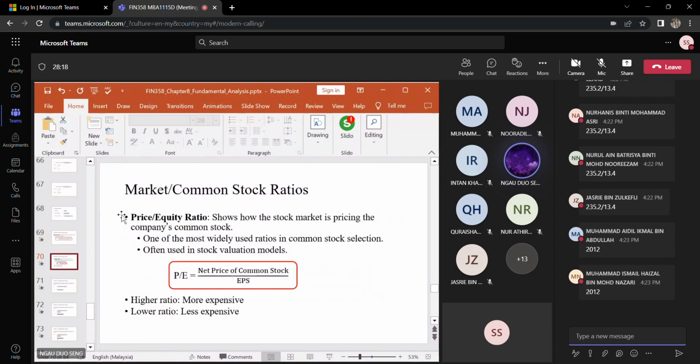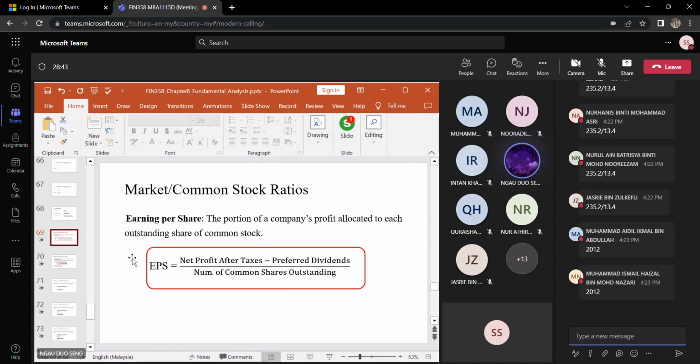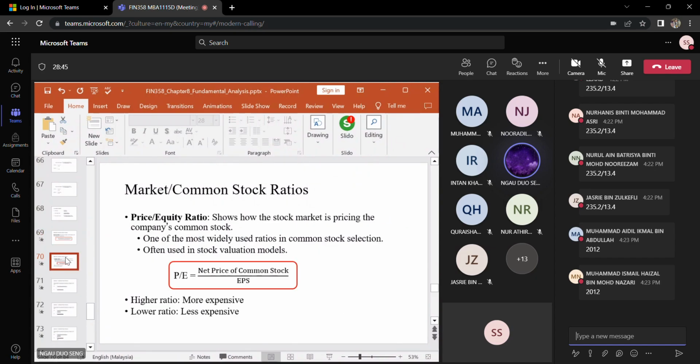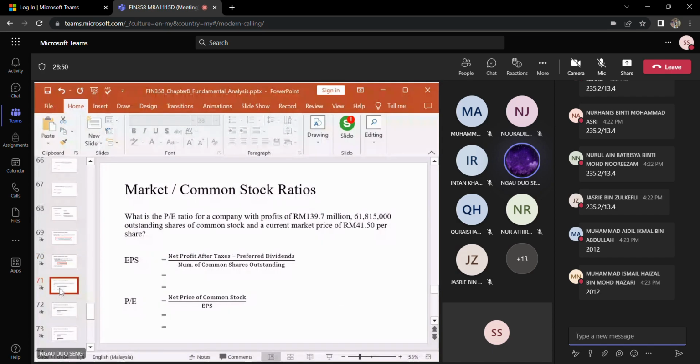So next we have the PE ratio, which is price earnings. It shows how the stock market is pricing the company's common stock. It is one of the most widely used ratios in common stock selection, often used in stock valuation models. So we have the price of the common stock divided by earning per share, which is this one. All right, then a higher ratio means more expensive.